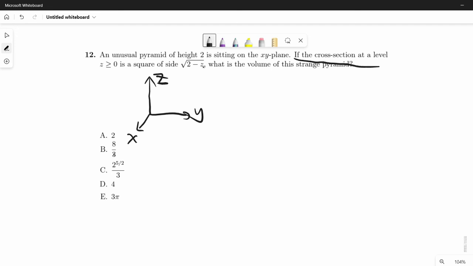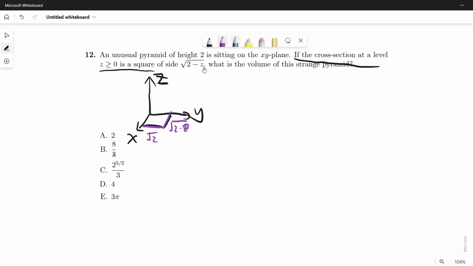For this sentence, the cross-sectional area for z more than 0 is whatever root 2 minus z. So I interpret it like, at z equal to 0, so basically at the xy plane, there's a square. I should use a different color. There's a square with the side being root 2 minus z. In this case z would be 0, so this square has side root 2.